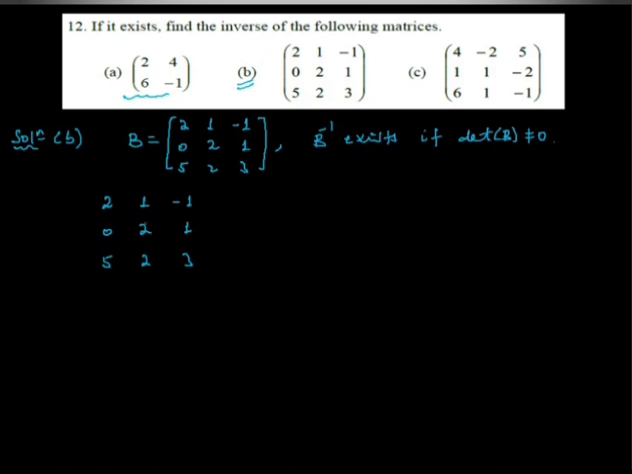Now repeat the first column and second column. The first column is 2 0 5 and the second column is 1 2 2. This is our matrix. We can get the determinant in short by connecting the diagonals like this, and connecting these in the same way. Now let us multiply. 2 times 2 times 3 is 12.